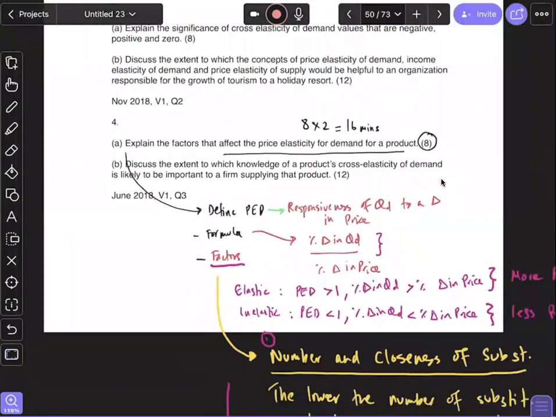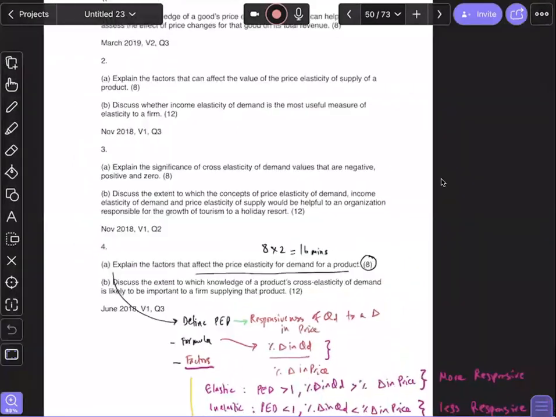Okay, now I want to look at another kind of question which comes so often that we need to prepare for it.